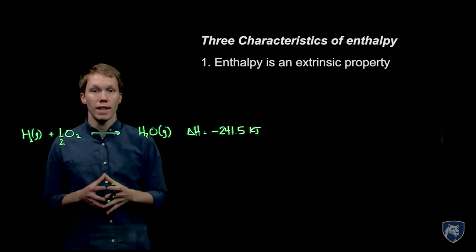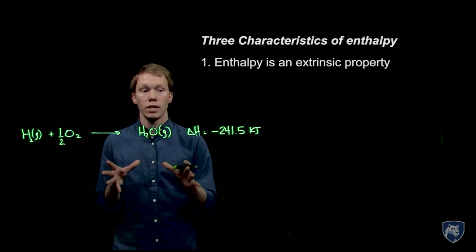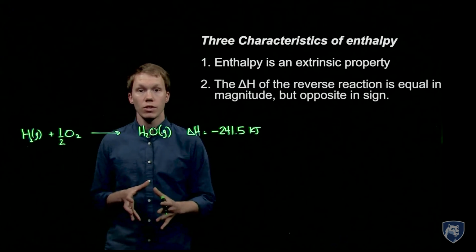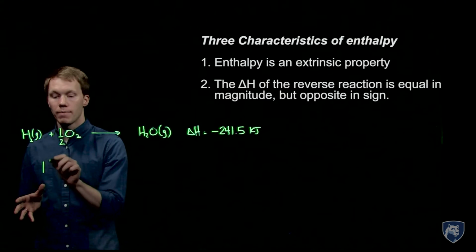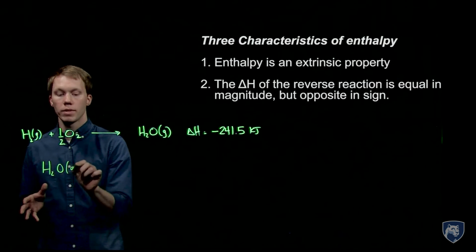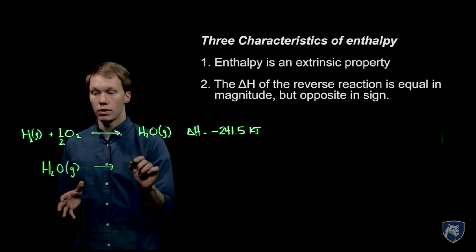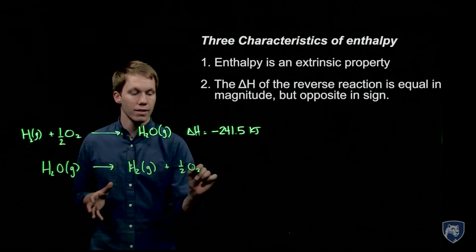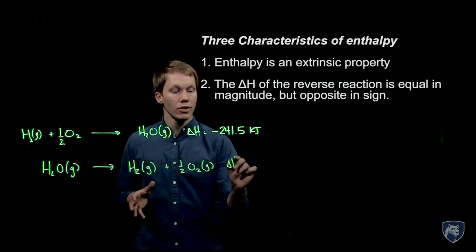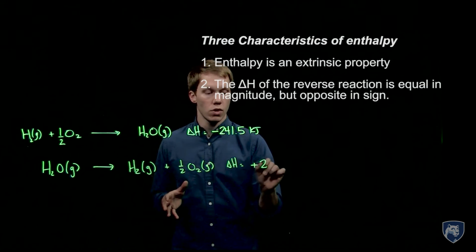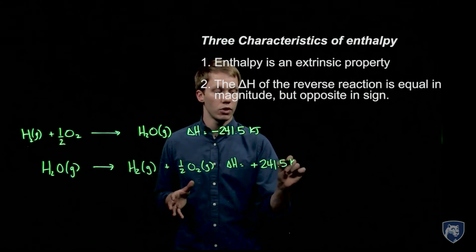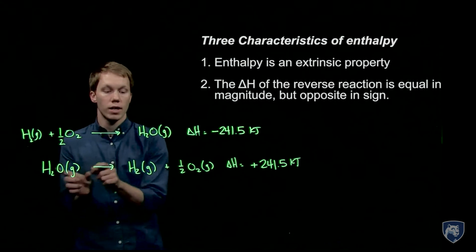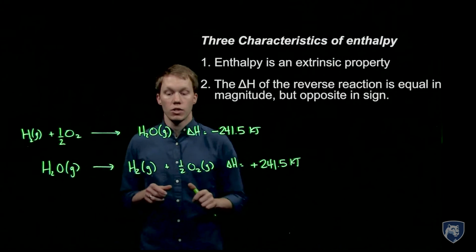The other property of enthalpy is that for a given reaction, the delta H of the reverse reaction will be equal in magnitude but opposite in sign. So I could write the decomposition of water into hydrogen gas and oxygen gas with a delta H of plus 241.5 kilojoules. I'm going to have to put some energy in order to break water into its constituent elements.